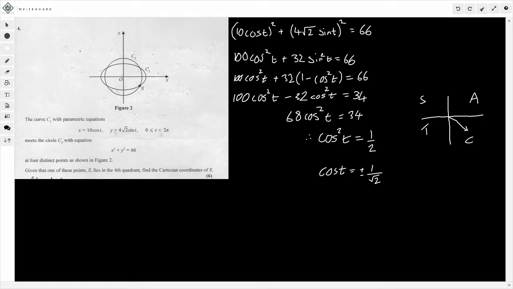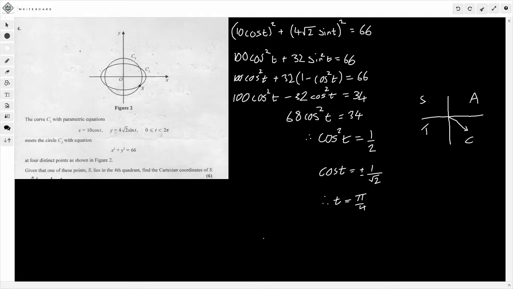So if you take the inverse here, so cos inverse of 1 over root 2, what that's going to give you, therefore, is that t is going to be pi over 4. Make sure you're in radians for this, because we're working in radians, t is between 0 and 2 pi, so pi over 4. So now all we need to do is substitute this back in to our x and our y, and we can obtain the correct answer.